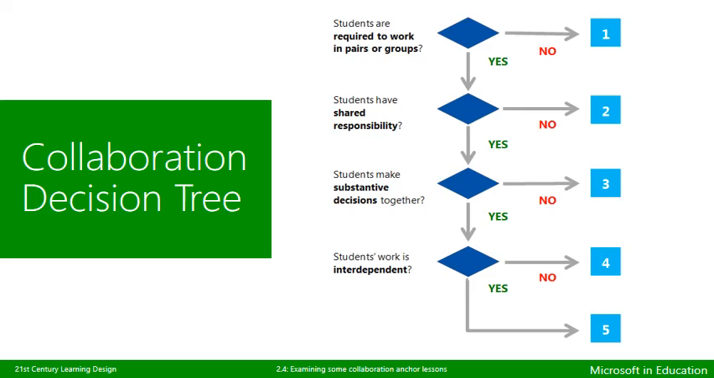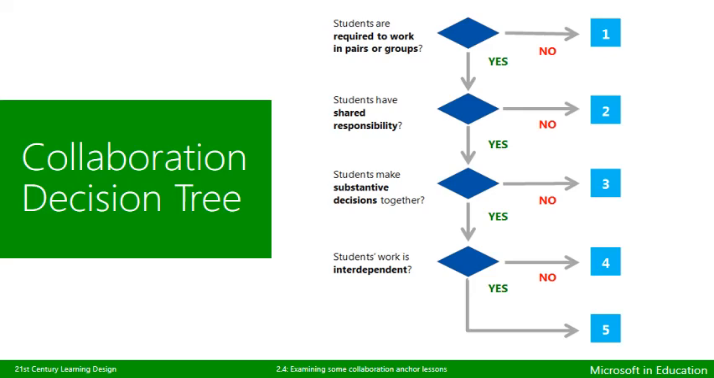So the first question asks if students are required to work in pairs or groups. If not, then the learning activity is coded at a 1. If they do work in pairs or groups, then you need to ask the next question: do students have shared responsibility? If the answer is no, then the learning activity is coded at a 2. If yes, you ask the next question: do students make substantive decisions together? If it's a no, then it's a code 3.